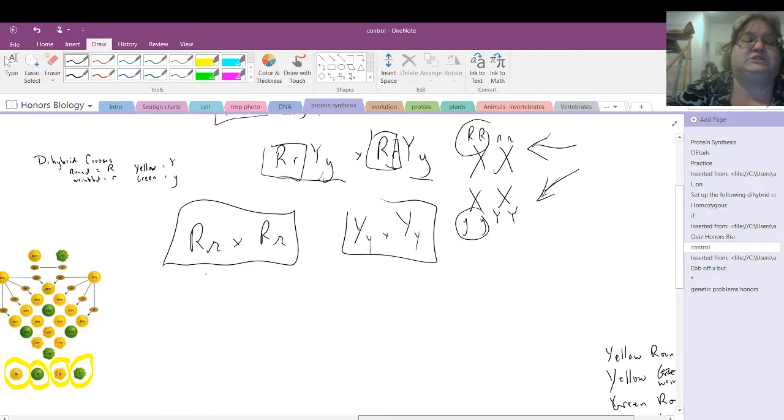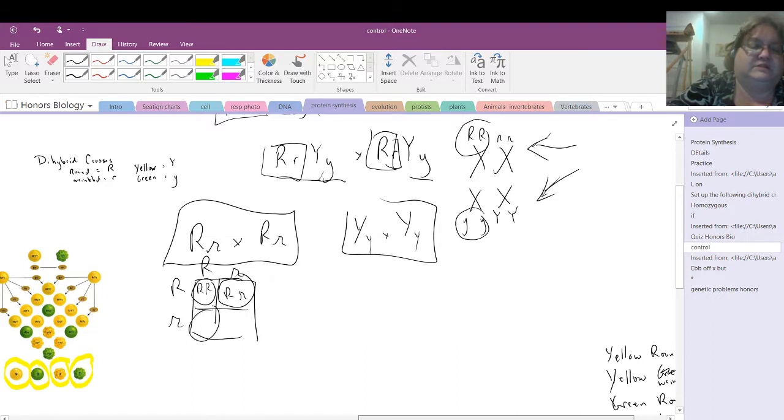Now, if I asked you for this, what's the probability of having a round pea? Now, round is a dominant trait. So we're looking at good old big R, big R, little r. Well, this is going to be round, big R, big R. This is going to be round, big R, little r. This is going to be round, big R, little r. And then this is going to be wrinkled, little r, little r. So if I asked you, oh, what's the probability of having a round? Well, you'd say very correctly 3/4. You are certainly welcome to do the percentages. I think multiplying fractions is a little easier, but knock yourself out.